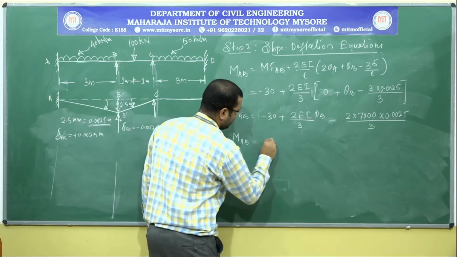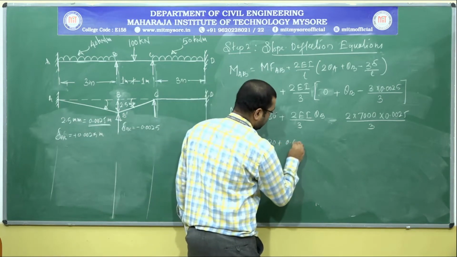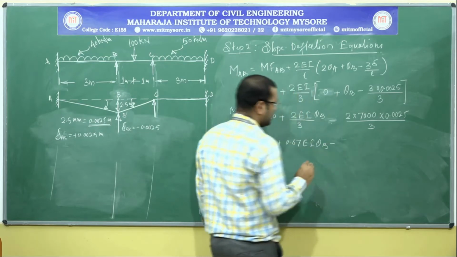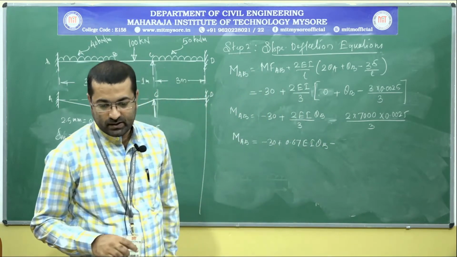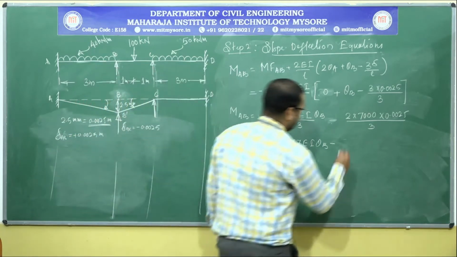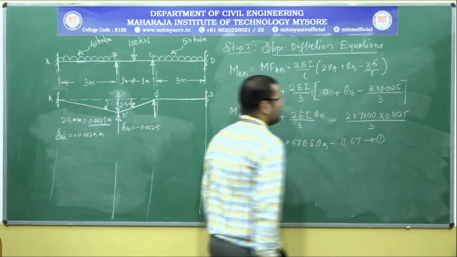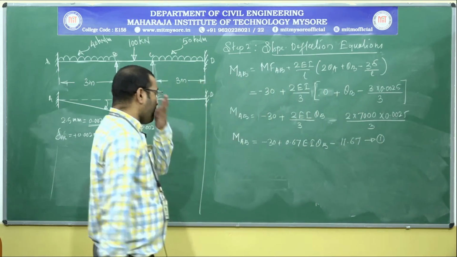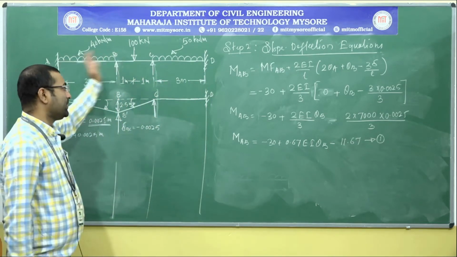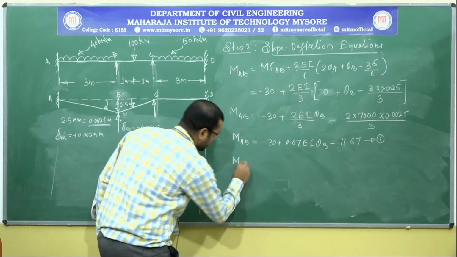So, this yields to MAB is equals to minus 30 plus 0.67 EI theta B minus 11.67. Call this as equation number 1. Now, we have to write one more equation for the span AB, that is MBA. MBA is the final end moment at B.